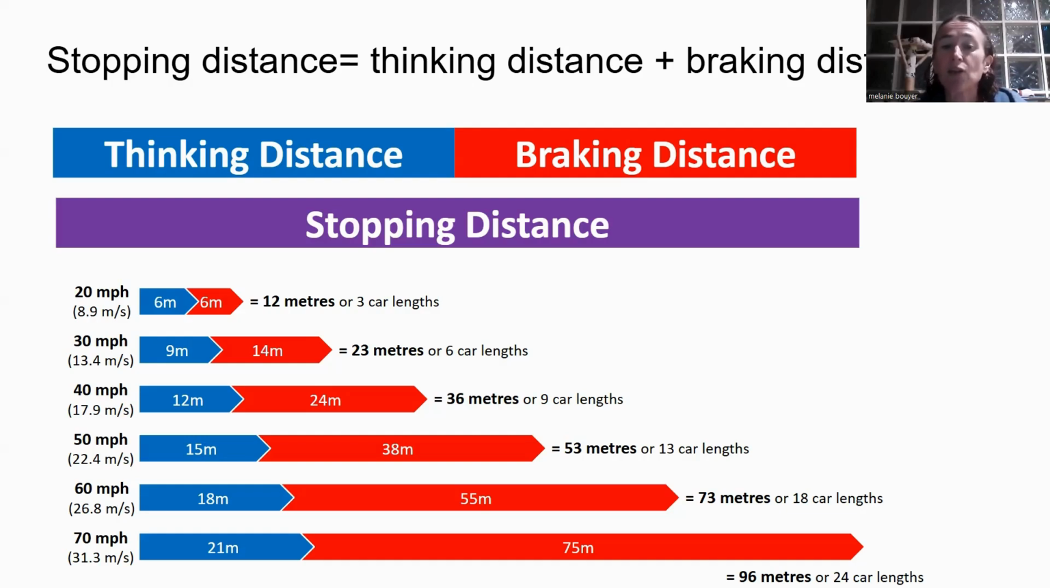Now you can see as well on that graph that if you double your speed, you double your thinking distance, but you do not double your braking distance. That's because the braking distance is not going to be directly proportional to your speed, because your speed will be varying while you are braking. It will be going down and down and down. Your braking distance increases exponentially with your speed.